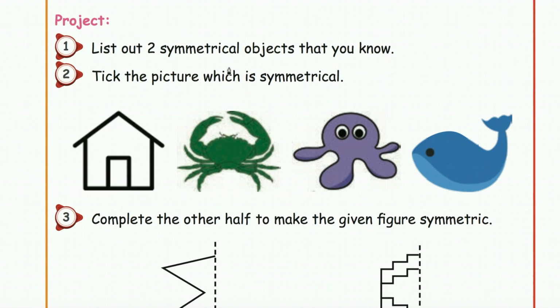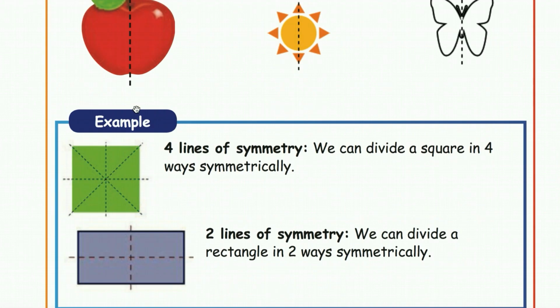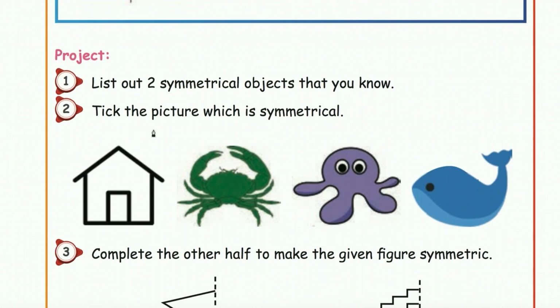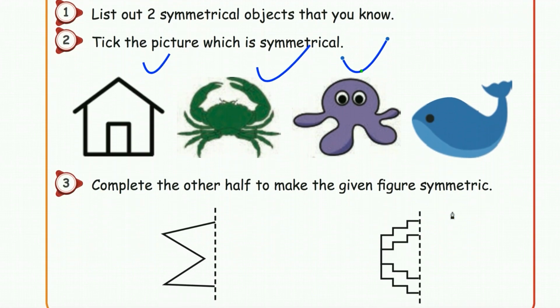List out 2 symmetrical objects that you know. Tick the picture which is symmetrical. This one is symmetrical, right? If you draw a line like this, it is also symmetrical then. Okay, it depends on where you are drawing the line.